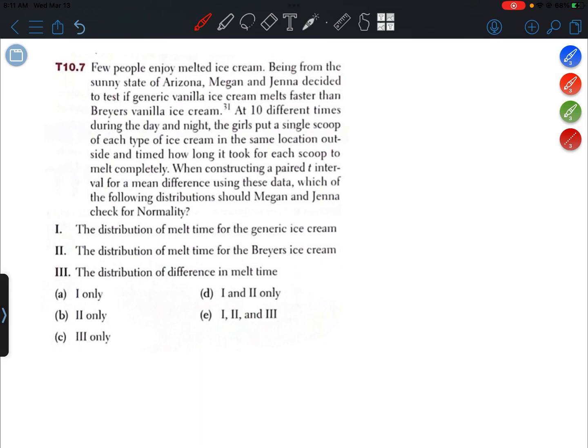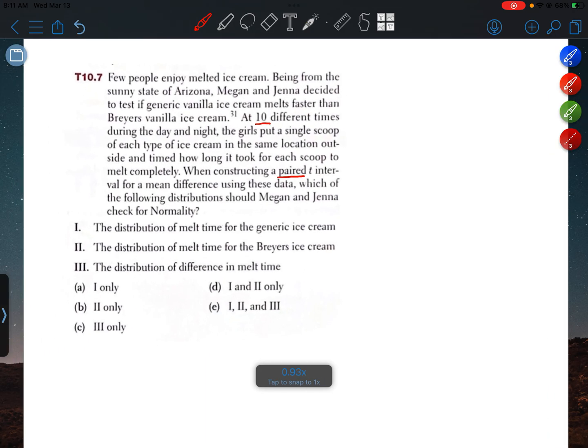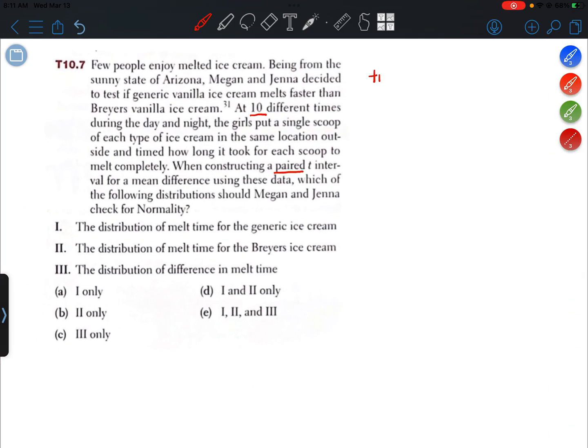When constructing a paired t-interval for a mean difference using these data, which of the following distributions should Megan and Jenna check for normality? Okay, so it's paired data, right? We have 10 pairs of data, right? So 10 times. So here, let's kind of just make up some numbers.